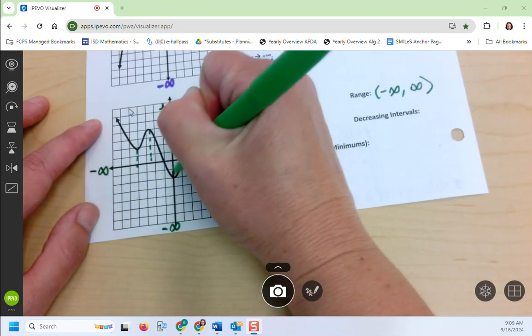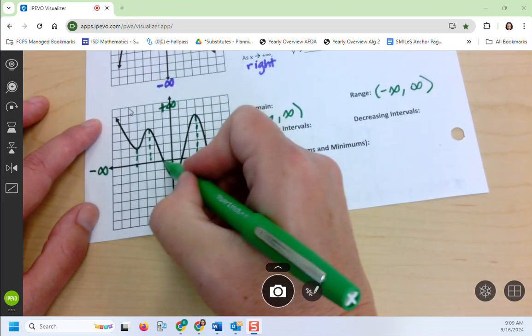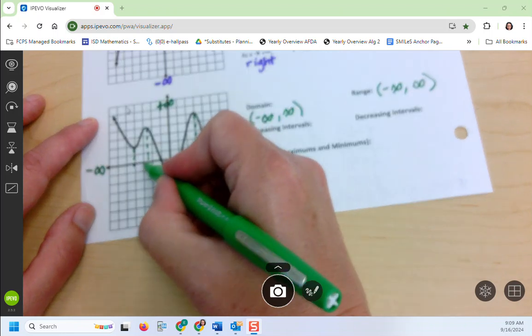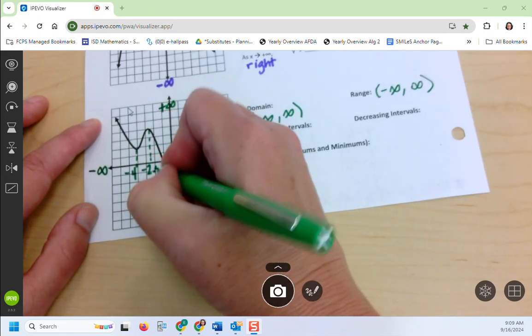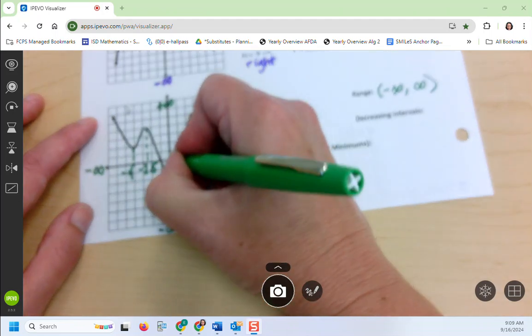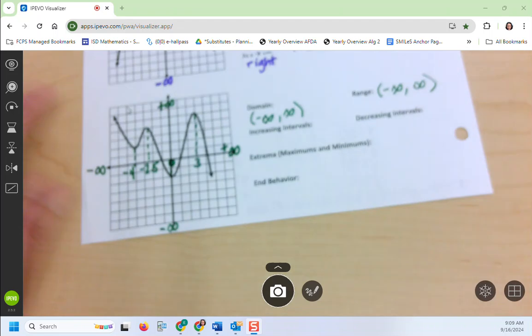All right, for your intervals, it does help to connect your turning points to the x-axis and to write those numbers so that you make sure you're using those x numbers for increasing and decreasing. 1, 2, 3, 4. So -4, -2.5. If you estimated that differently, that's okay with me. 0 and 3.